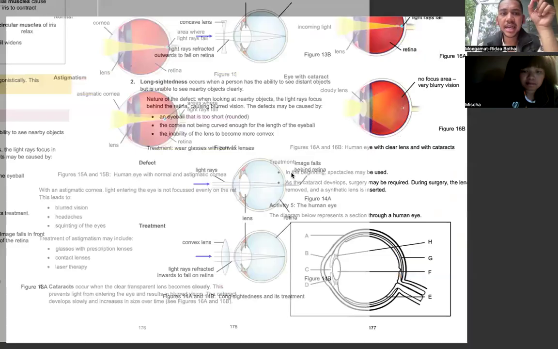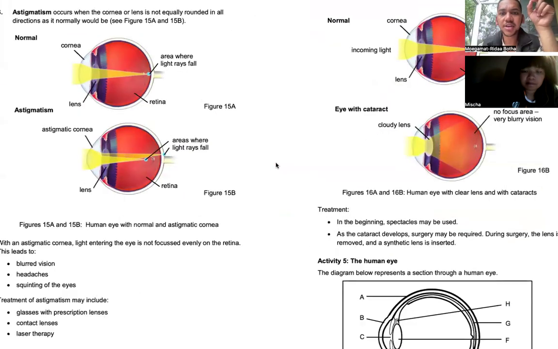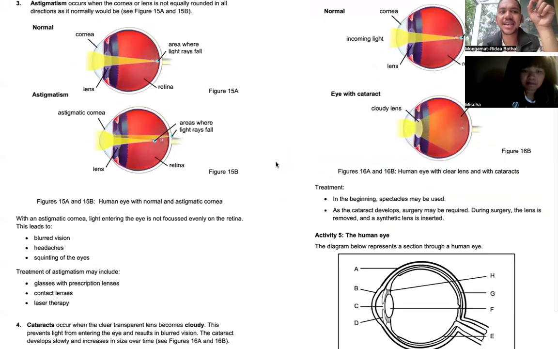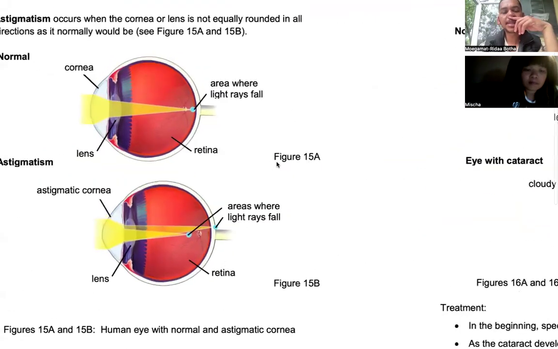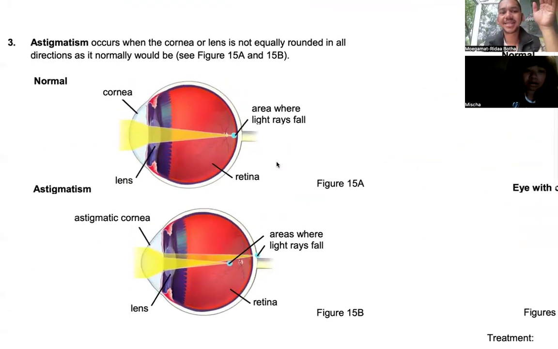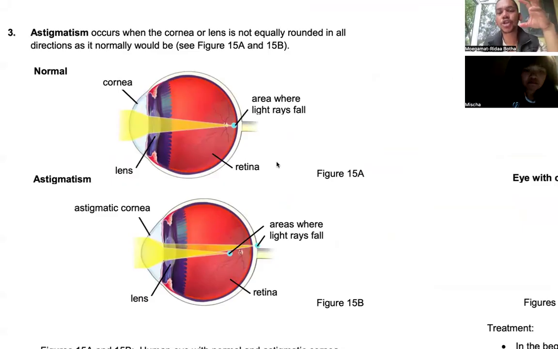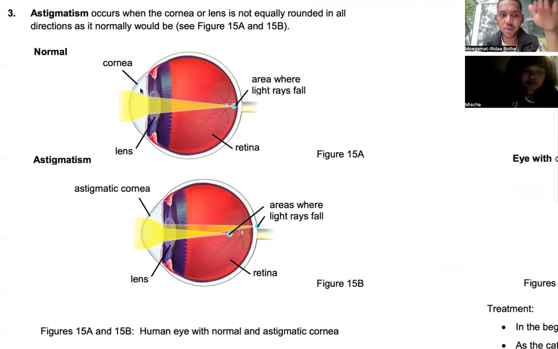Okay. Moving on to the third condition, which is astigmatism. Astigmatism essentially occurs when the cornea or the lens is not equally rounded in all directions as it normally would be. Normally you have your cornea and your lens, and the light enters, and this is the area where the light rays usually fall, which is at the retina at that particular point.